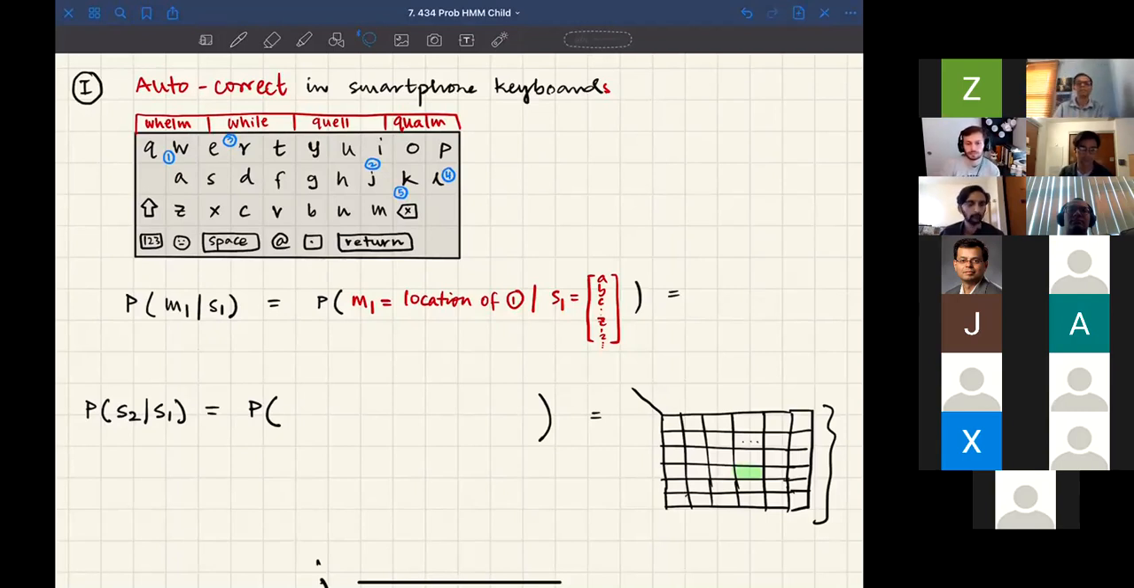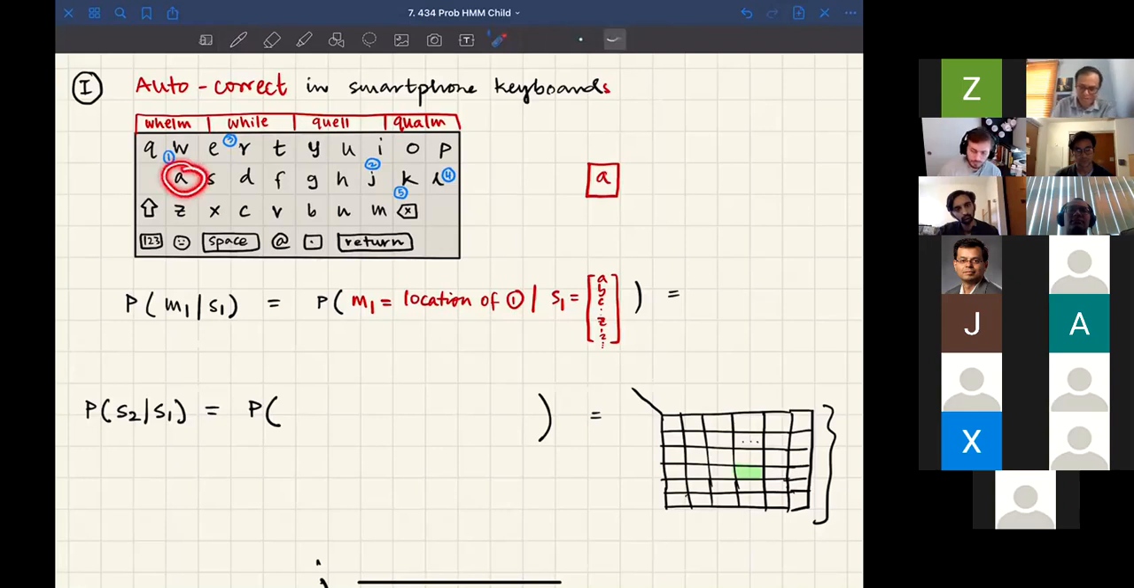Right? You can say the following. If my letter is Q, this is the Q key, okay? This is the Q key. I'm drawing that here. Okay. If the user intended to hit the Q key, actually, let's make it A. Maybe it's easier that way.